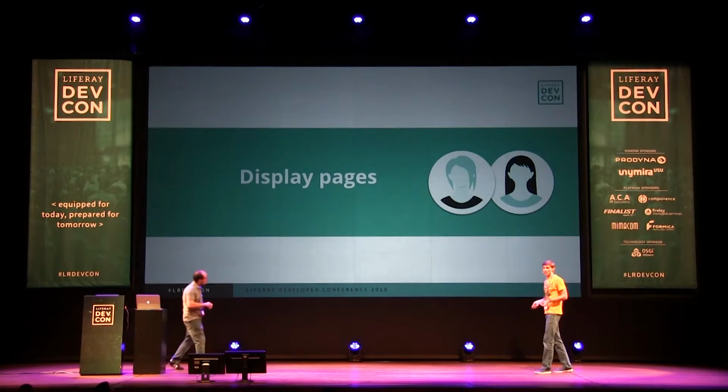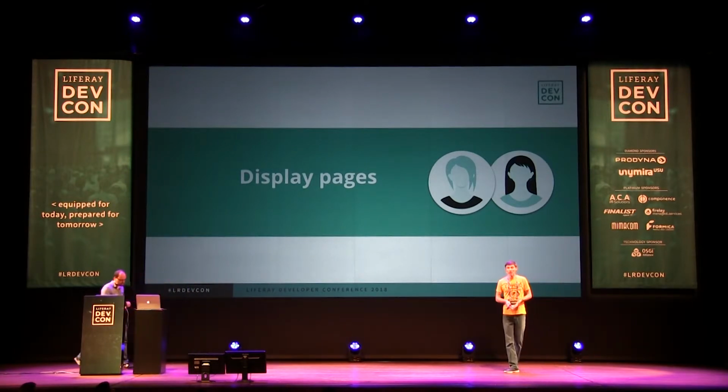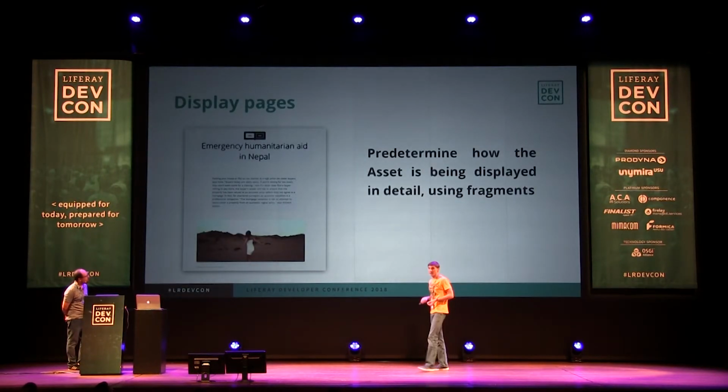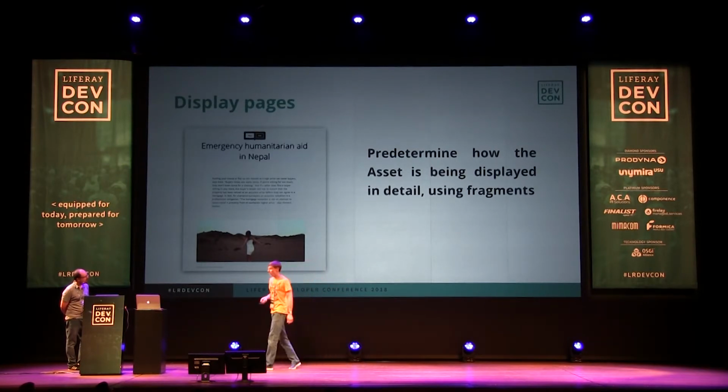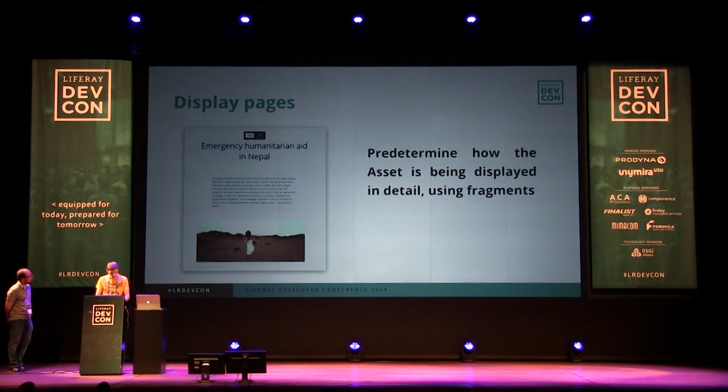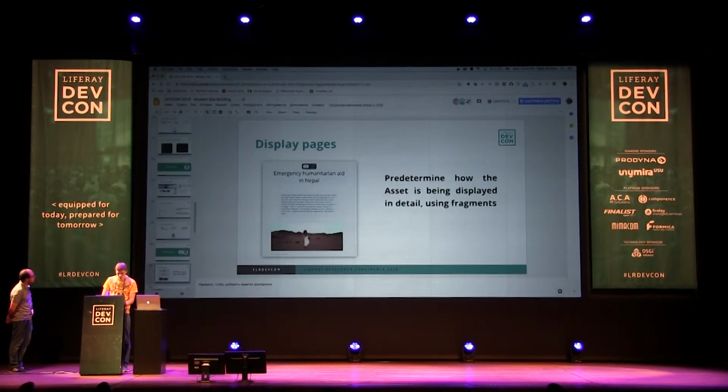And we also have a special type of new content pages called display pages. Display pages basically allow us to predetermine how the asset is being displayed using fragments. And now we are going to make a brief demonstration of how display pages are created, mapped, and visualized in Liferay 7.1.